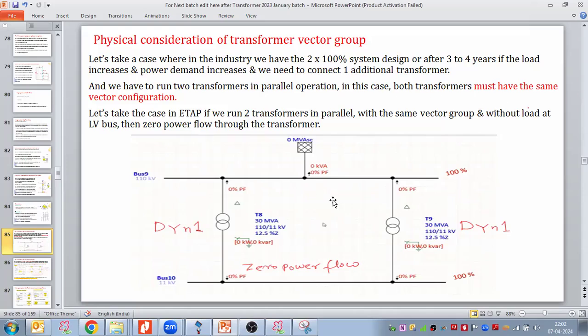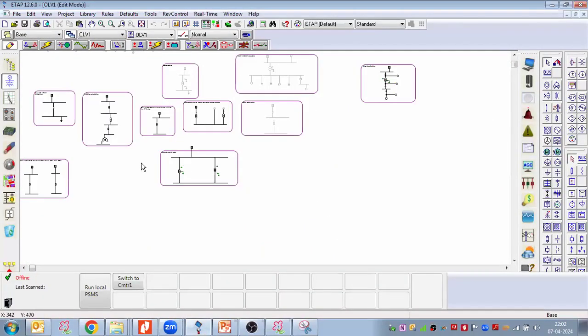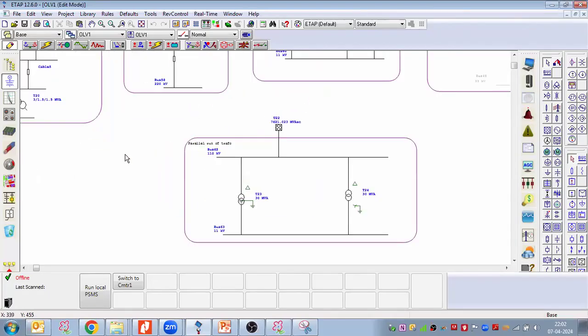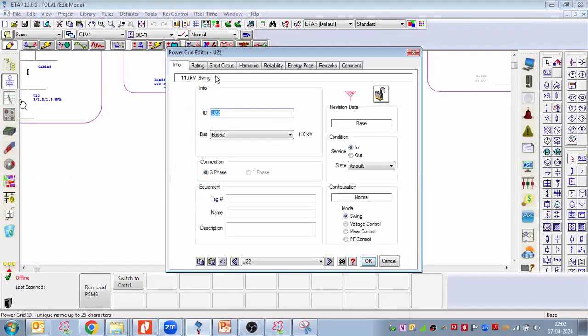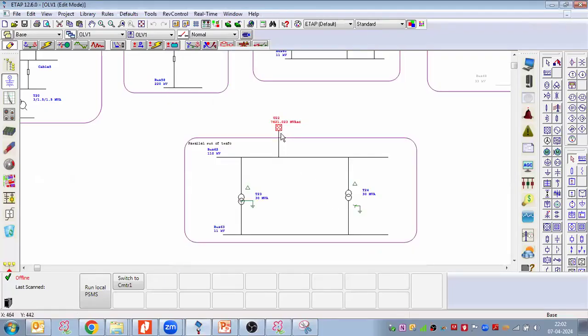So let us take the case in ETAP. If we run two transformers in parallel, this would be the case. Let us take this exercise with ETAP as well. So now we have a source. The source is 110 kV. From the source we are taking supply, connecting to a PCC or HT panel, which is 110 kV in this particular case, and connecting to a transformer.